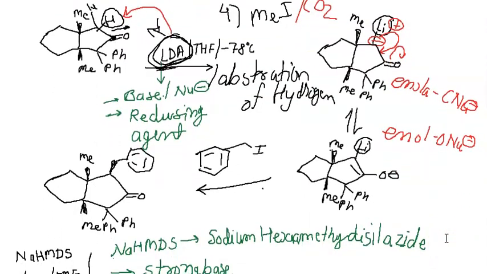Now, which form is taken here? The carbon nucleophile has more tendency to react at this position, because the extension of conjugation is increased. So an SN2 reaction takes place here, and iodine is a good leaving group, so it is removed from here.